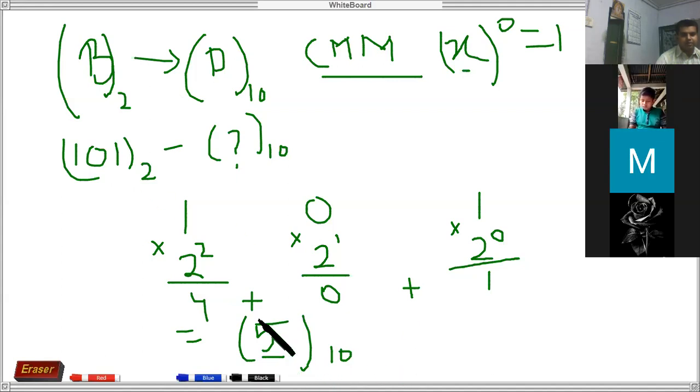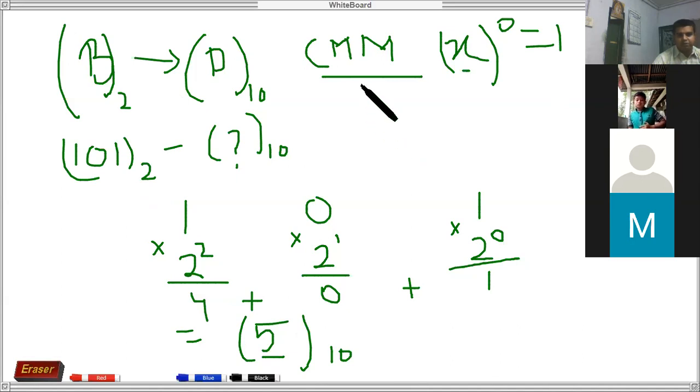Okay. So 101, if you write in binary in the decimal number system, it means 5. Now, how will I understand whether my answer is correct or not? I will do the reverse process. This is my rough work. So 5 is the number. I will convert it into binary to see whether this result comes or not.